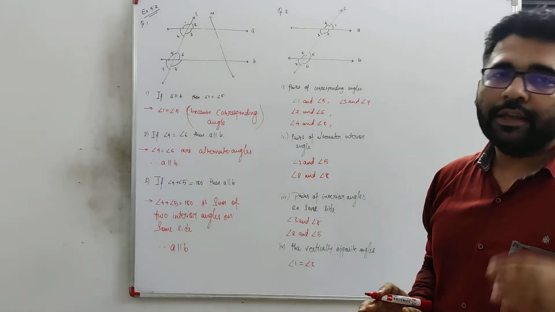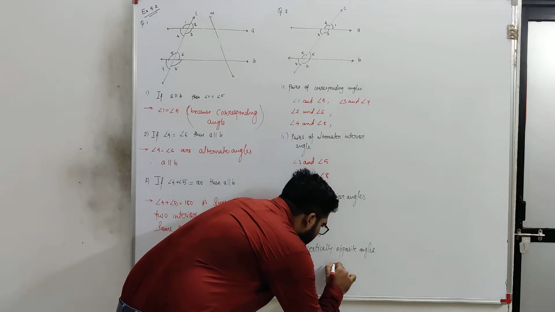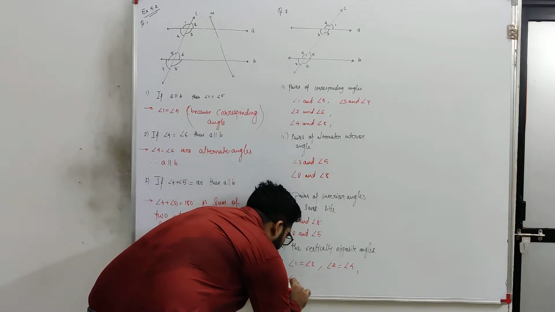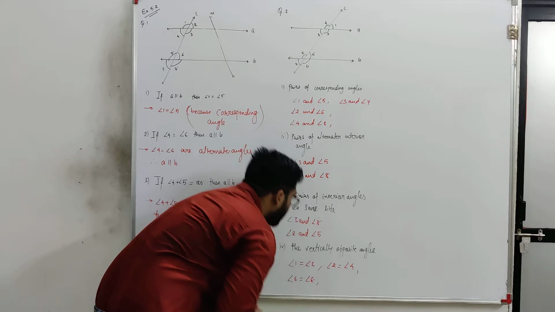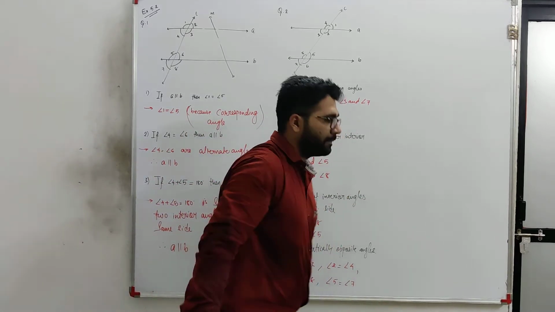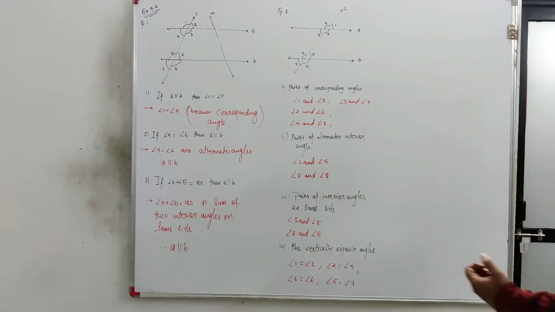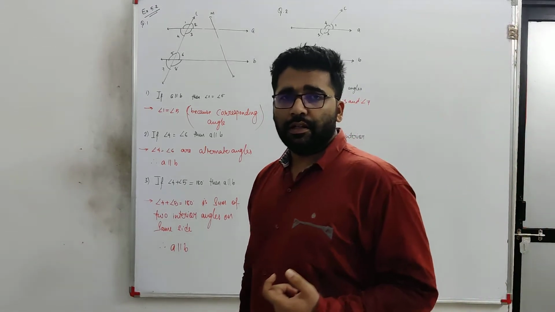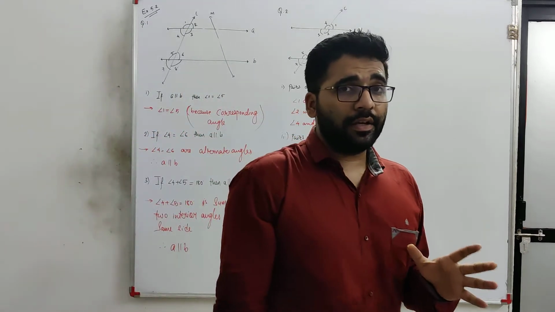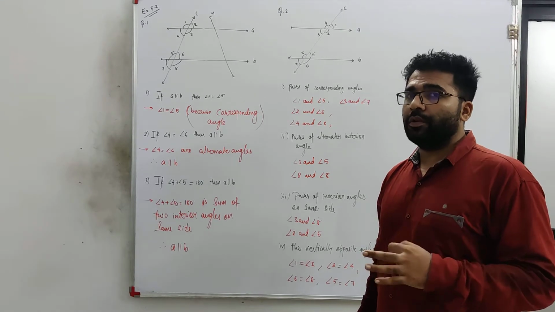If they are straight lines, then vertically opposite angles are always equal. In the same way, angle 2 is equal to angle 4. Next, angle 6 is equal to angle 8, and angle 5 is equal to angle 7. This is the way we have to learn and understand what kinds of angles there are and how to identify them. If the angles are formed by parallel lines, then what are the properties? This should be kept in your mind.